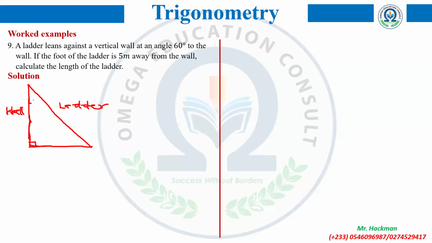All right. So I come and indicate my 60 degrees here. Okay, so this is my 60 degrees angle. And I'm also told that the foot of the ladder is 5 meters away from the wall. So this is the foot of the ladder, and this is the wall. So we are talking about this distance, because this is the distance the foot of the ladder is from the wall. This is the distance that we are told is 5 meters. So we come and indicate 5m here. All correct, my professors? Yes, sir.